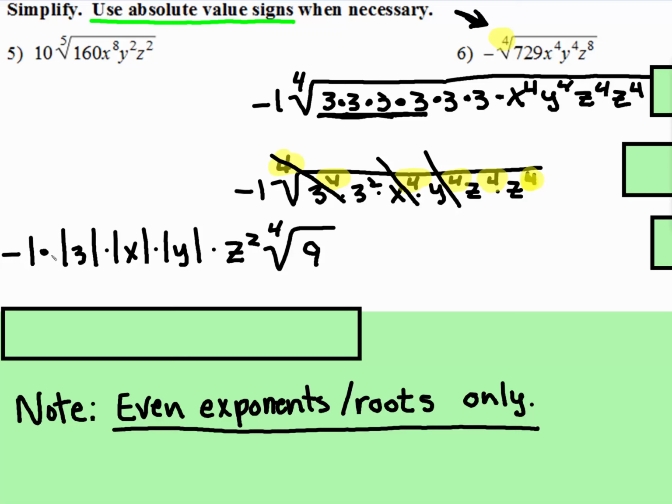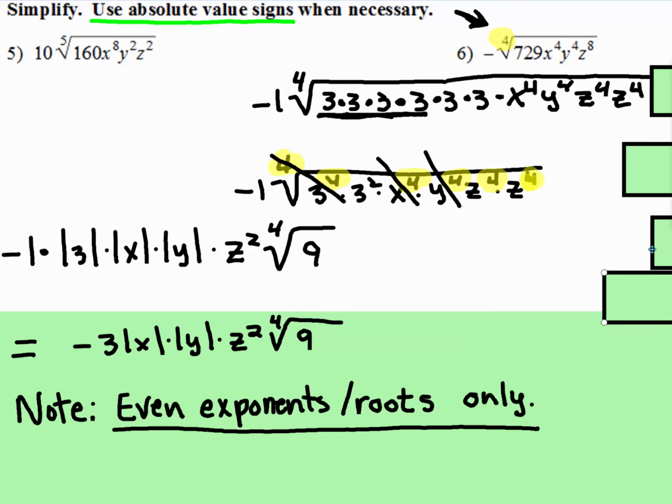So we have -1 times the absolute value of 3. Well, the absolute value of 3 is 3. So when I simplify that further, I have -3 times the absolute value of x times the absolute value of y times z squared. And then what we have left is just the fourth root of 9, which cannot be simplified further.